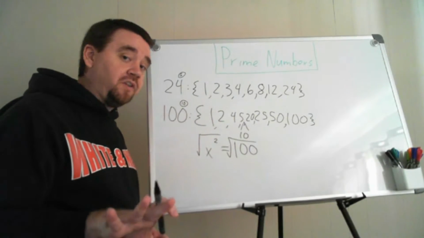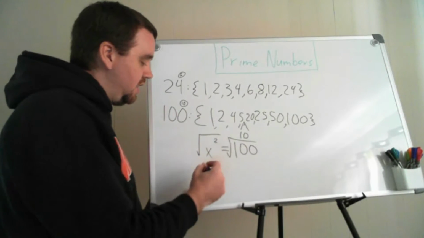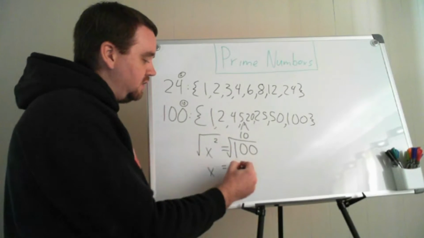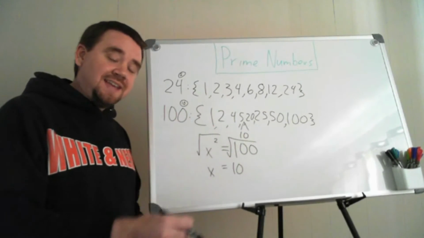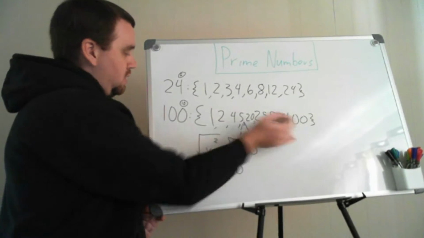Here I'm focusing on natural numbers, so I don't care about negatives, so please don't yell at me in the comments. So I'm going to say that the square root of x squared, which is x, equals 10. I know that 10 times 10 equals 100. Notice how 100, 10, 100, 10.